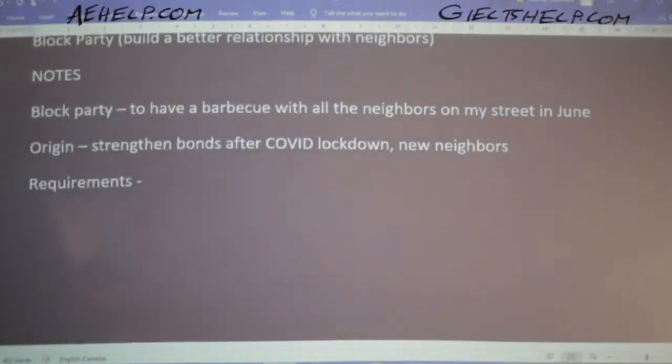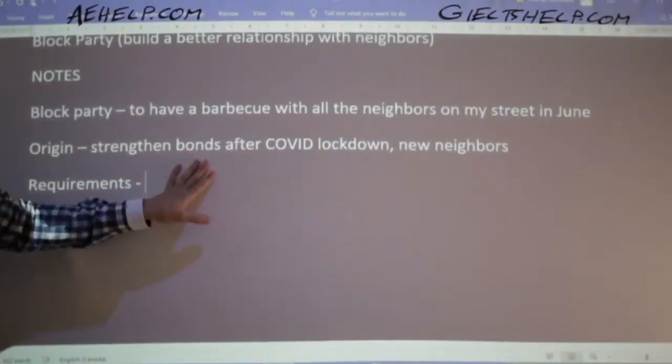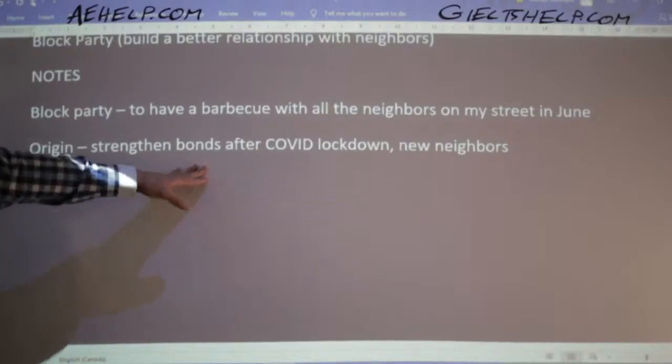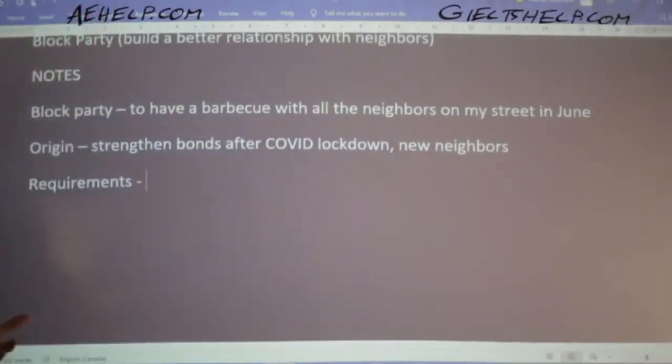So the idea is the block party, and the origin is to strengthen some bonds with some neighbors that you haven't really had the chance to hang out with after the COVID lockdown. You have some new neighbors that you want to meet. You want them to feel comfortable in your neighborhood or on the street when you walk past each other. What do you need for this party?